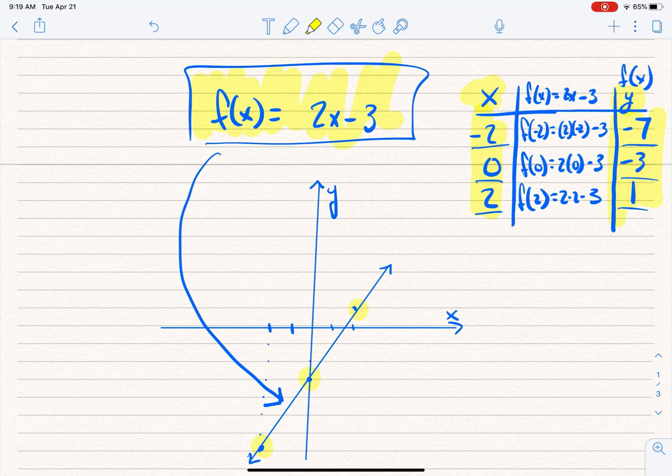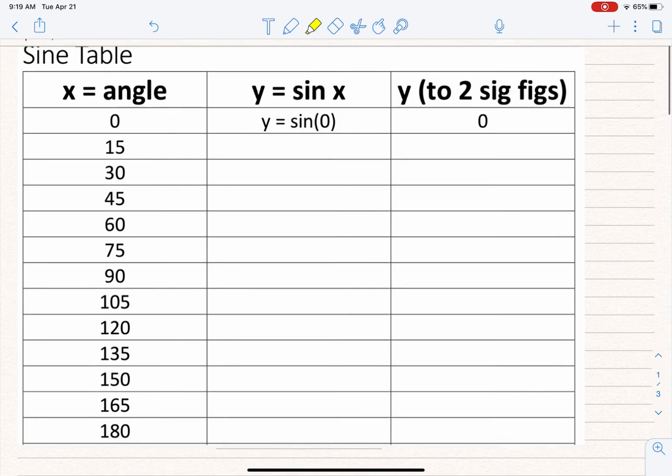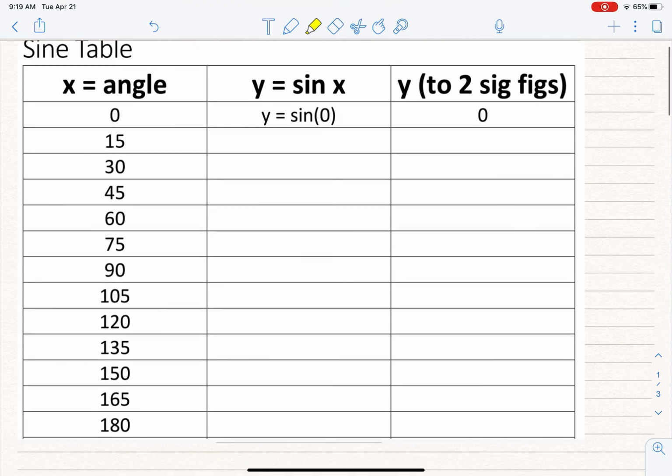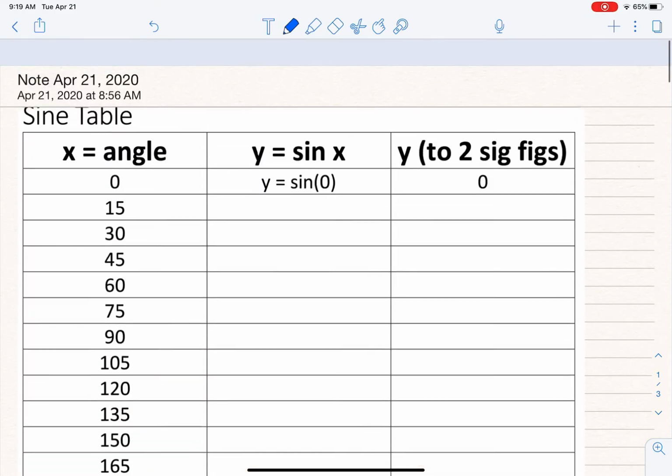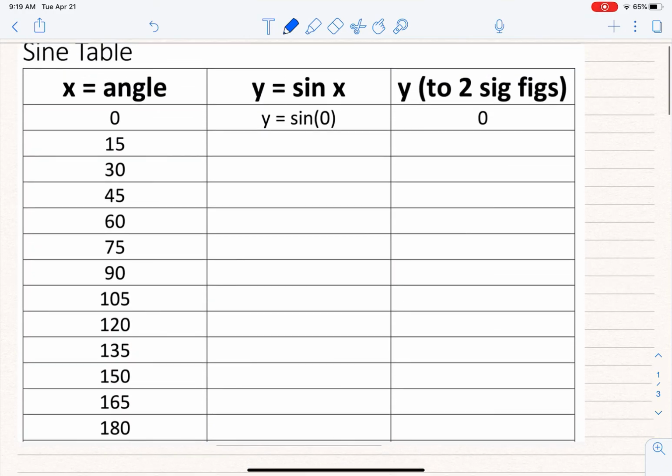So I've attached a worksheet to the assignment today that you can fill out that will help you come up with some of the values. The beginning of that worksheet looks something like this. I labeled it sine table. What I'm doing here is trying to create the exact same x and y table that I did right here, but I'm making it a little bit bigger and more user-friendly.